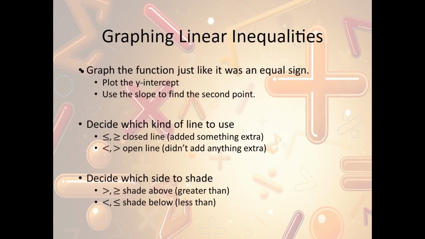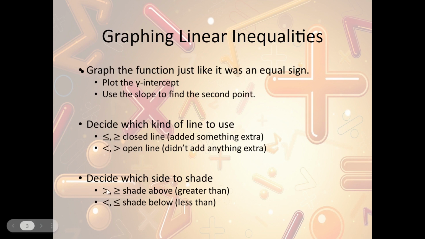Let's look at our rules first. So first, we graph the function just like it was an equal sign. So we plot the y-intercept, use the slope to plot the second point. Then we need to decide what kind of line we need to use. So if they add something extra, they add the bar underneath, we add something extra as well and close the line. If they don't add anything extra, just like this, we don't add anything extra either, and we leave it as an open line. Then we need to decide which side to shade.